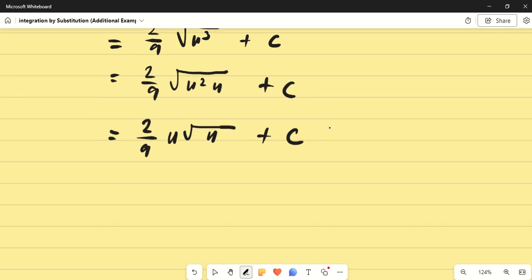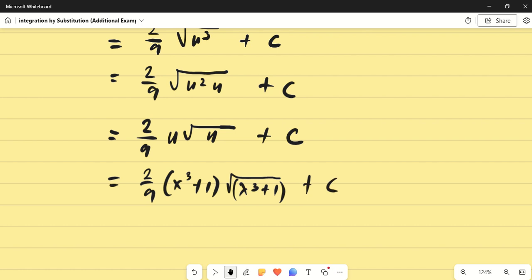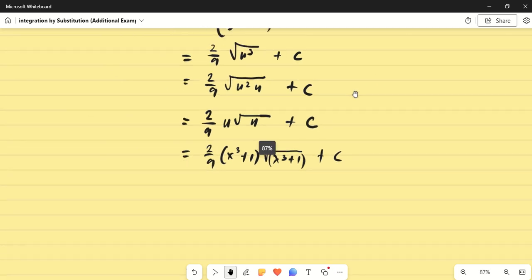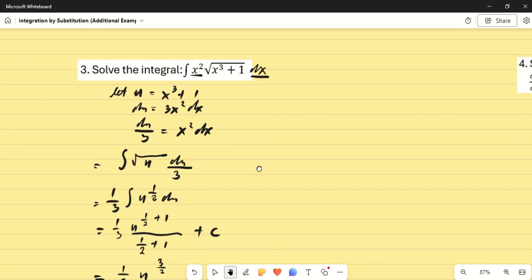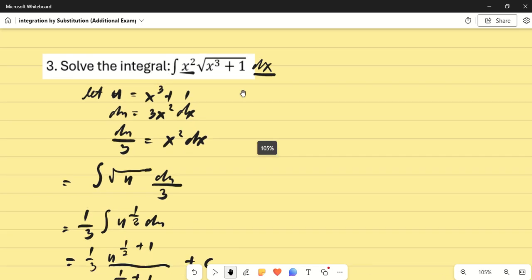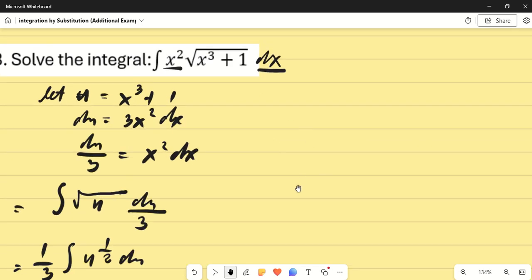Then after that, we replace your u with the original expression. And our u here originally is x cubed plus 1. So you change your u with x cubed plus 1, and your radical with x cubed plus 1. And then you have here your arbitrary constant c. So that's the integral of our given x squared square root of x cubed plus 1 dx.